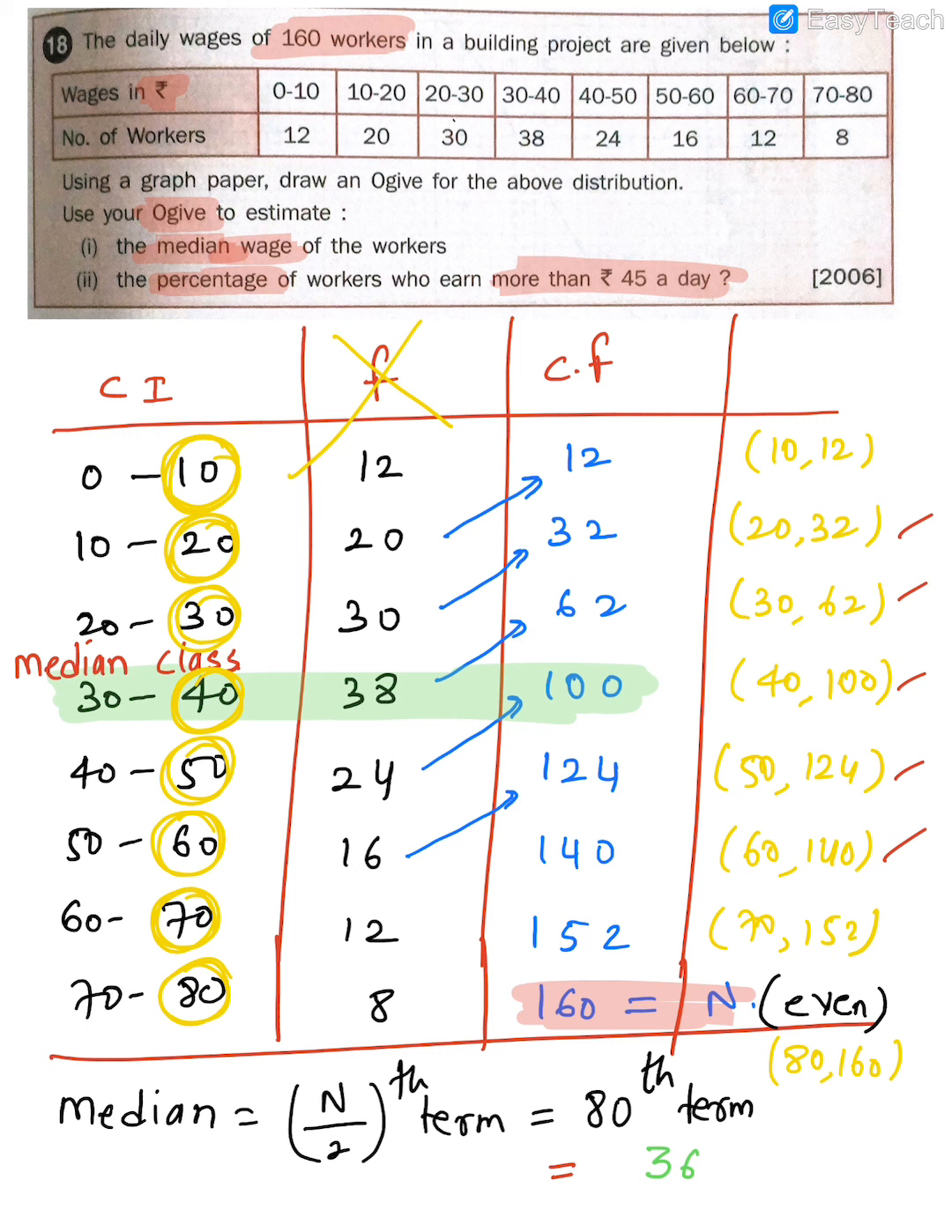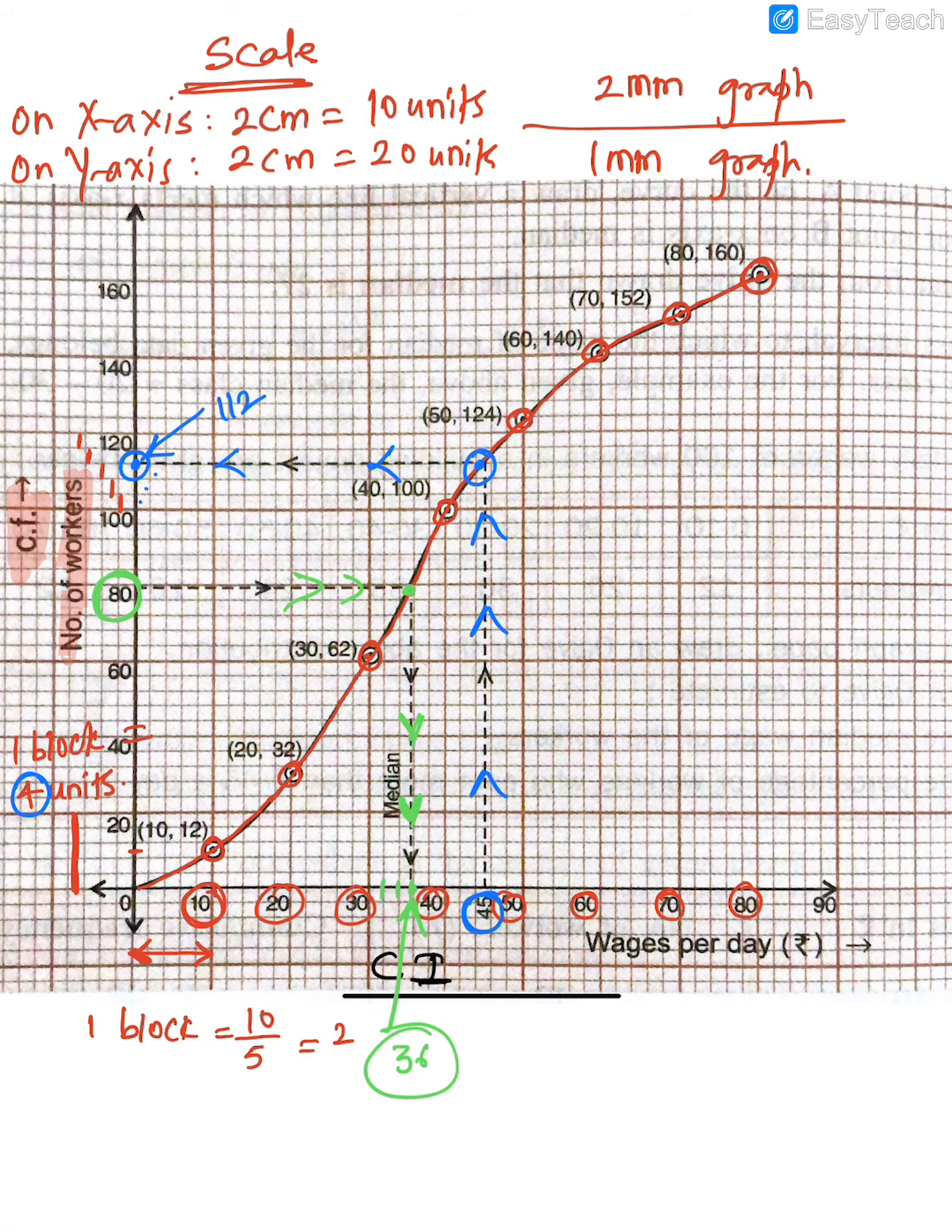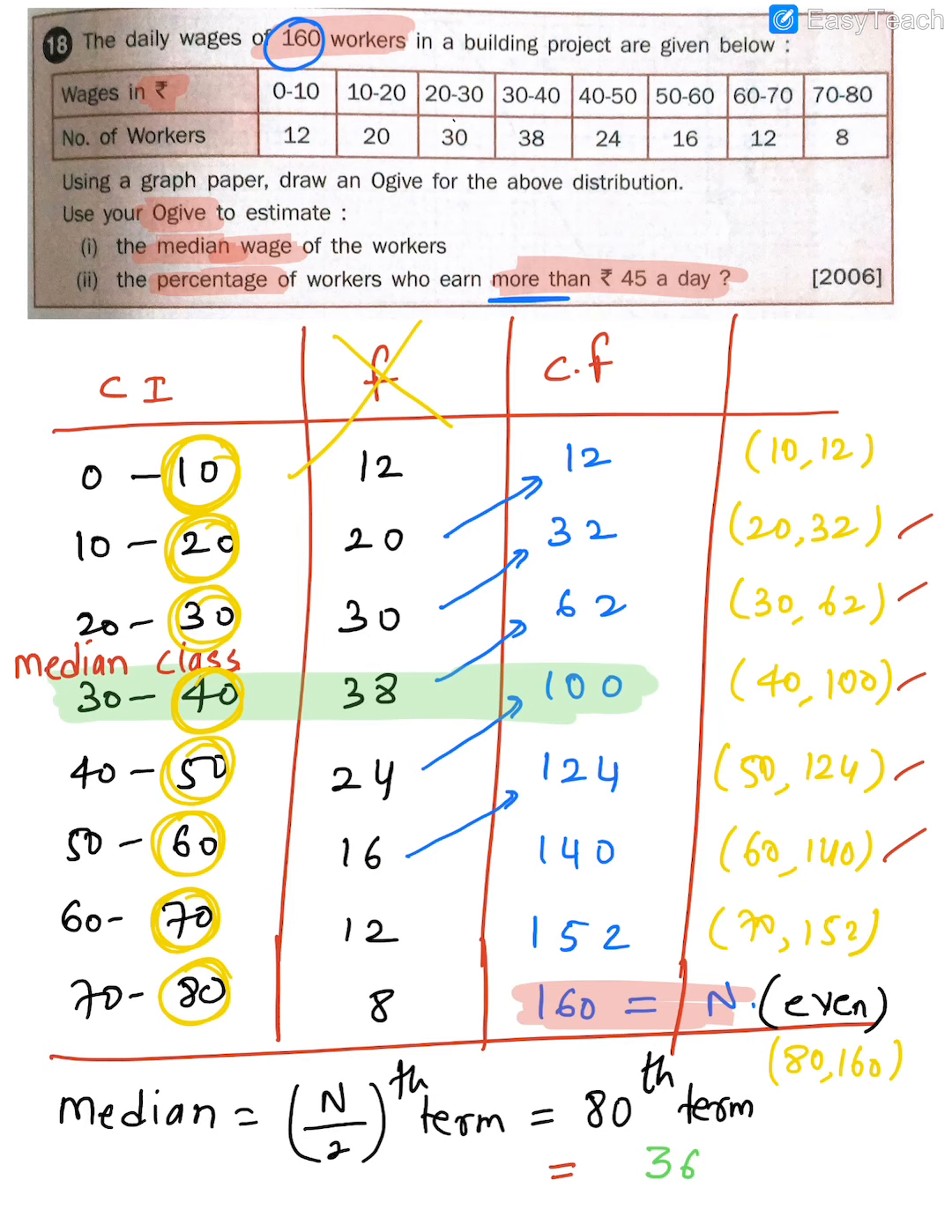So what we'll do is, how many people are there in all? 160. So how will you find the number of people earning more? We'll do 160 minus 112. You'll get 48. So these are the number of people who are earning more than 45. But you are asked to find what? Percentage. So how will you find out the percentage now?